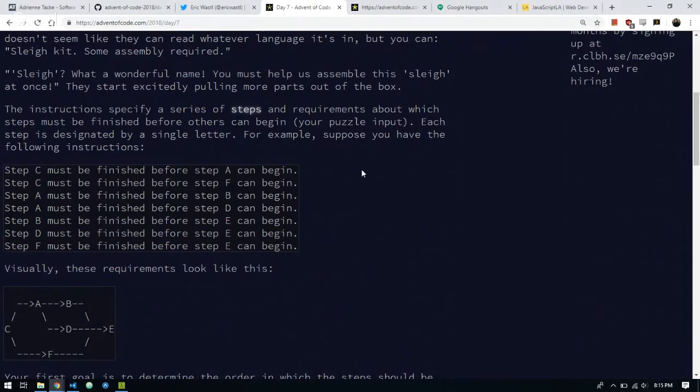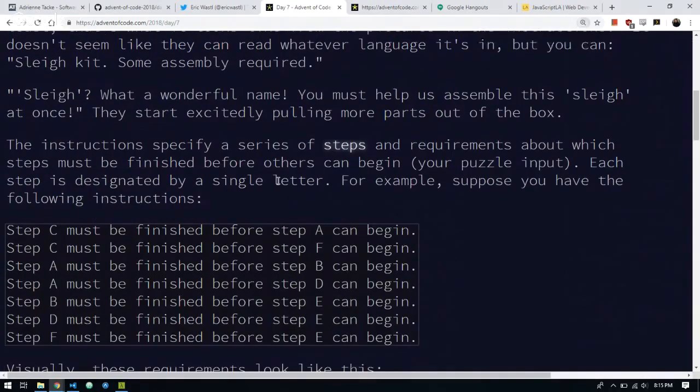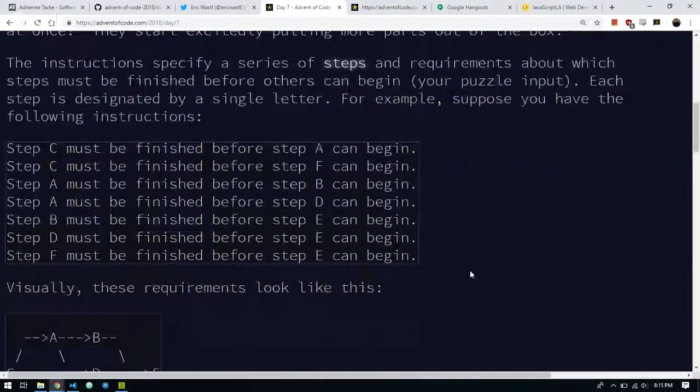So instructions, you get a set of instructions. Instructions specify a series of steps. And like everything else, anything that's kind of important, he'll put some emphasis on. Instructions specify a series of steps and requirements about which steps must be finished before others can begin. That's your puzzle input. Each step is designated by a single letter. For example, suppose you have the following instructions. And can you guys read that? So these are your steps, and this is a very small subset of what should be happening. So step C must be finished before step A can begin. Step C must be finished before step F can begin, so on and so forth.